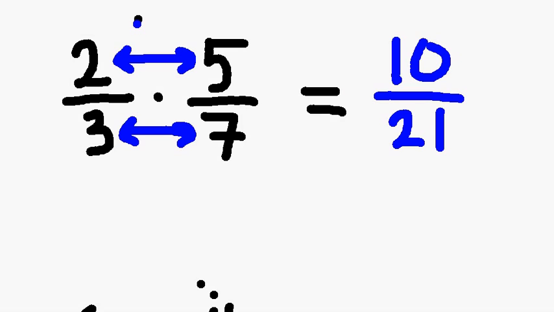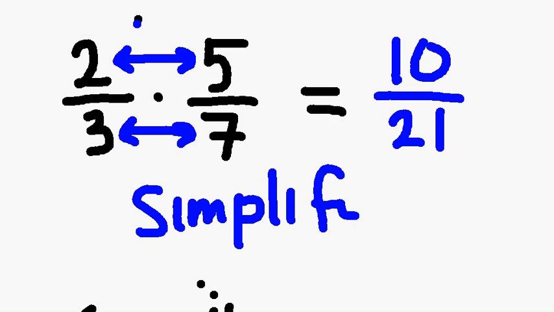And then the last thing we need to do is simplify. In order to simplify a fraction, like we did in a previous video, we need to check to see if there are any common factors in the numerator and denominator. In this case there aren't any, so let's move on to an example where there are common factors.